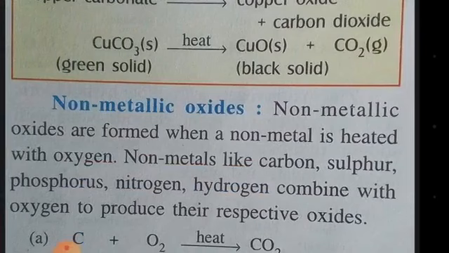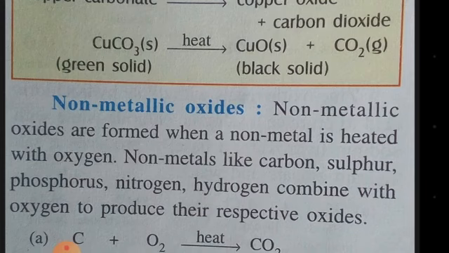Now non-metallic oxides. So metallic oxides can be prepared in three ways. Number one, by heating or without heating metals. Number two, by heating metal carbonates. Number three, by heating nitrates. So let's see how non-metallic oxides are formed and what non-metallic oxides are.